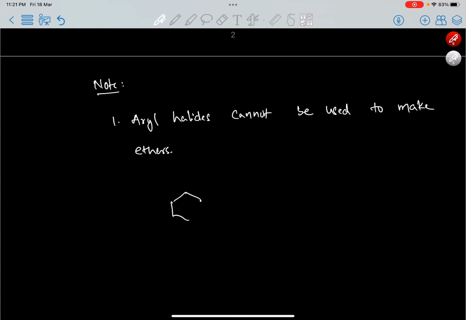See, the first one is aryl halides cannot be used to make ethers. What does it mean? That means if I have this phenyl bromide and if I add sodium methoxide, then what are we supposed to get? We are supposed to get CH3O C6H5. But this is not possible.